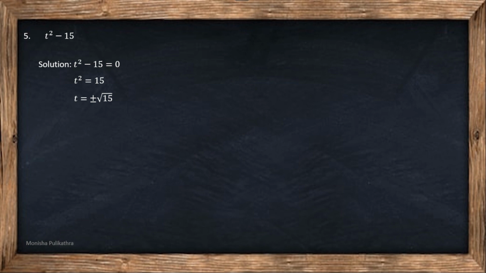So zeros of the polynomial here are t is equal to plus root 15 or t is equal to minus root 15. Why? Because you can see that degree is 2. If the degree is 2, the number of zeros of the polynomial should also be equal to 2. So t is equal to plus root 15, one zero of the polynomial, and t is equal to minus root 15, one zero of the polynomial.